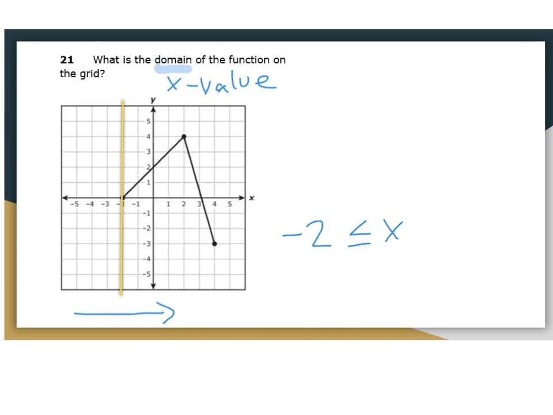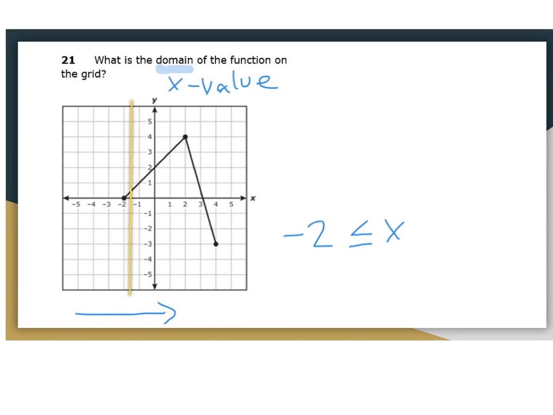But if I keep moving, the graph is going to complete at that positive 4. So because the graph completes at positive 4, I'm going to put a 4 at the end. Because the circle is filled in, I'm going to include it. And so we read this as x is greater than or equal to negative 2, but less than or equal to positive 4.